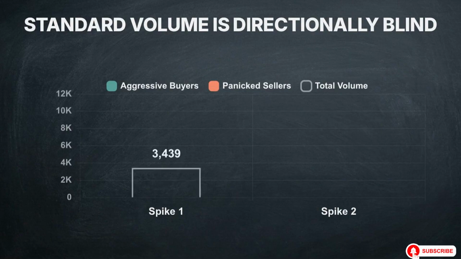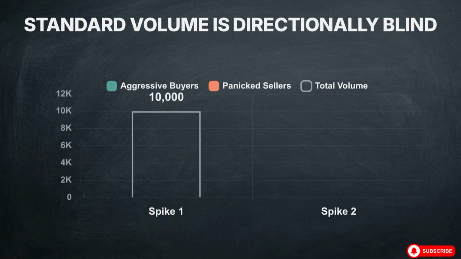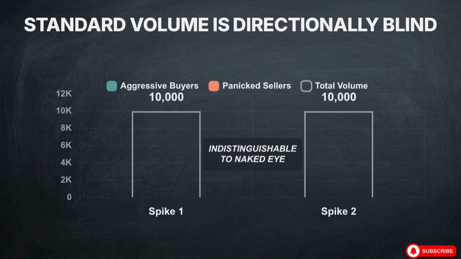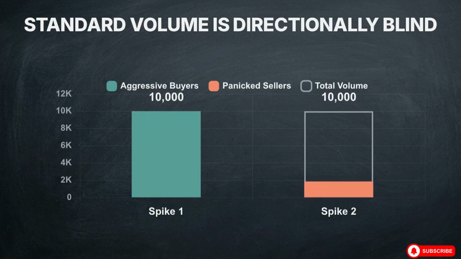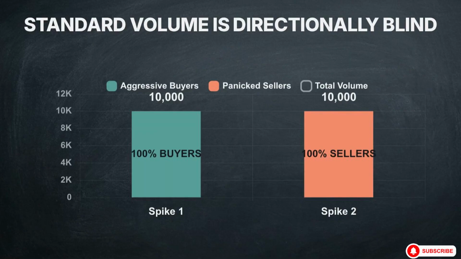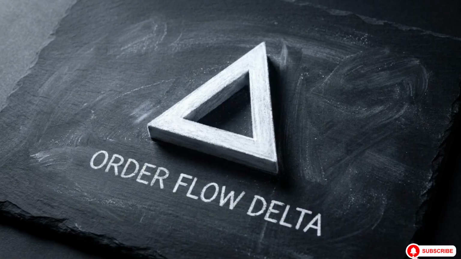This dynamic exposes a massive blind spot in standard total volume bars. Total volume is directionally blind because every traded contract has both a buyer and a seller. Two identical volume spikes could be entirely driven by urgent buyers or panicked sellers. A standard chart cannot resolve that ambiguity. The mathematical solution is delta. Delta measures the net difference between aggressive buying volume and aggressive selling volume within a specific time frame.